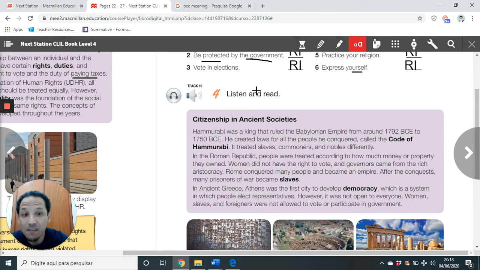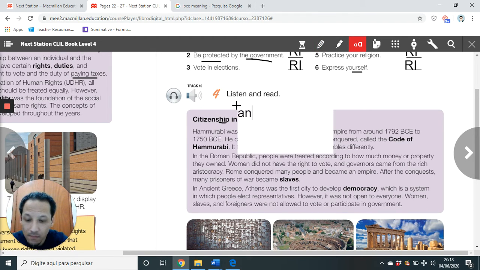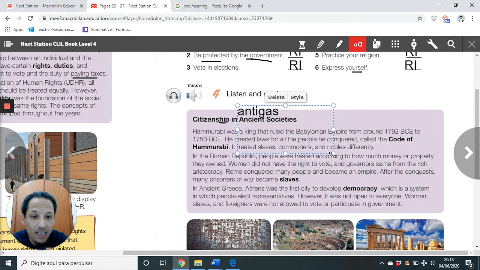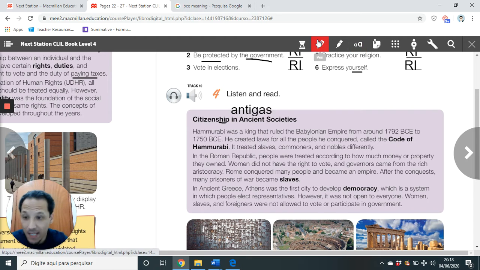So, exercise 4, listen and read, ouça e leia. Okay, so listen up, pay attention. Citizenship in ancient societies, né? Então, a cidadania nas sociedades antigas, ancients, antigas, nesse caso, né? Ancients, antigas, okay? Ancient societies, all right? So, one second, please. Listen up. Unit 4. Activity 4. Track 10. Listen and read. Citizenship in ancient societies.